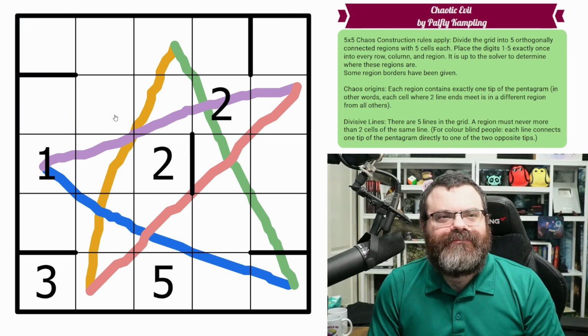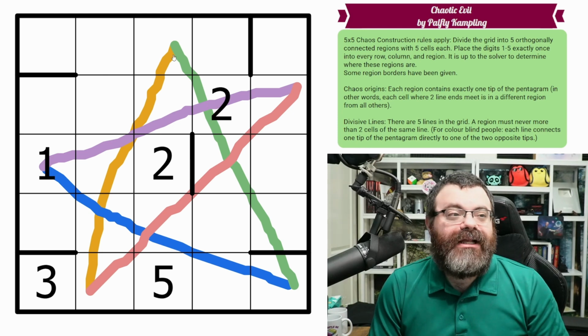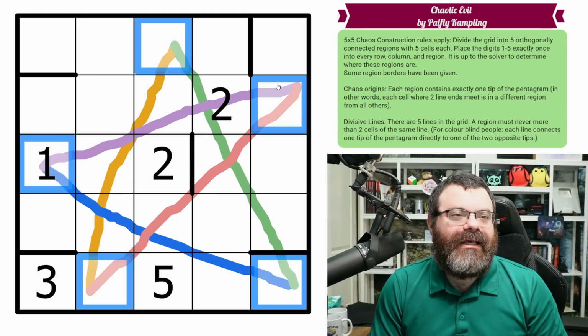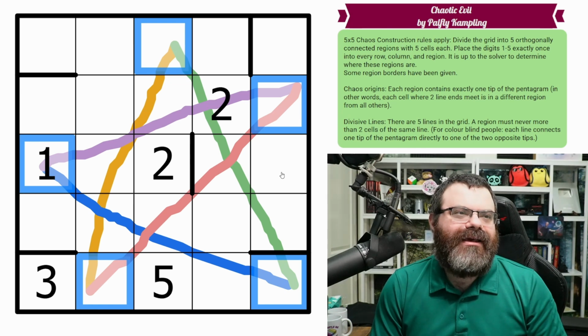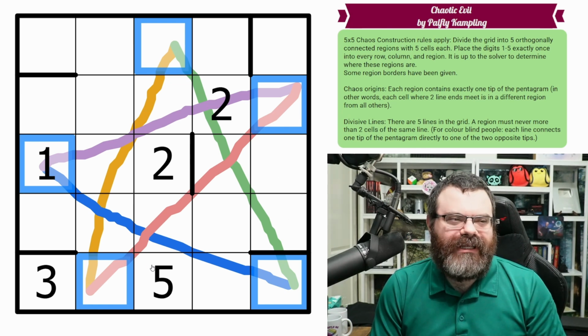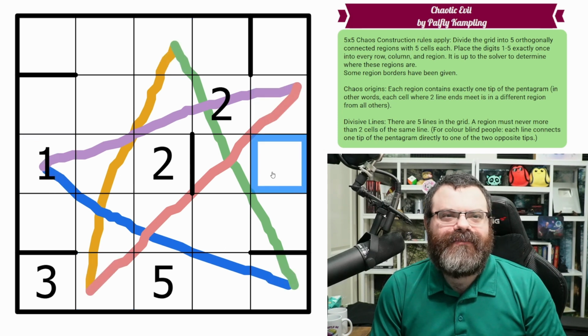All right. We also have a chaos origins rule. So each tip of our pentagram is in a different region. Notice there are 5 tips. So this tells us that each of these is in one of the regions. There is no region without a tip for that reason.